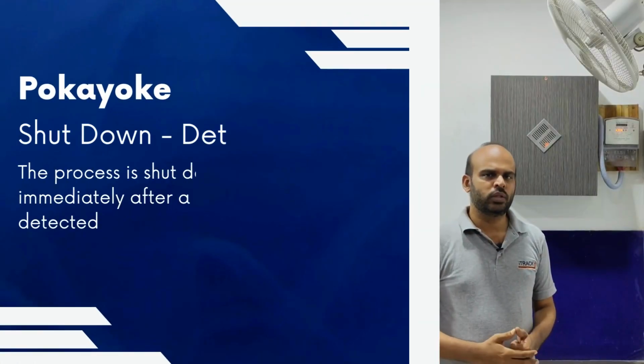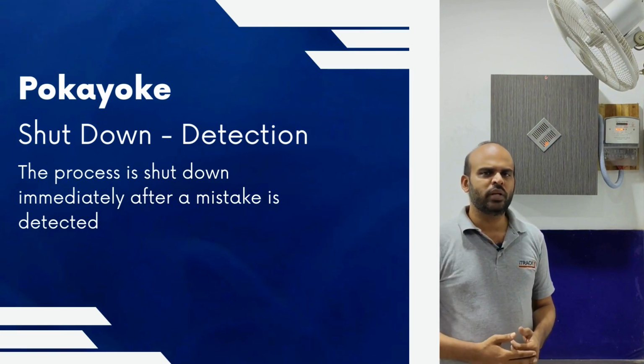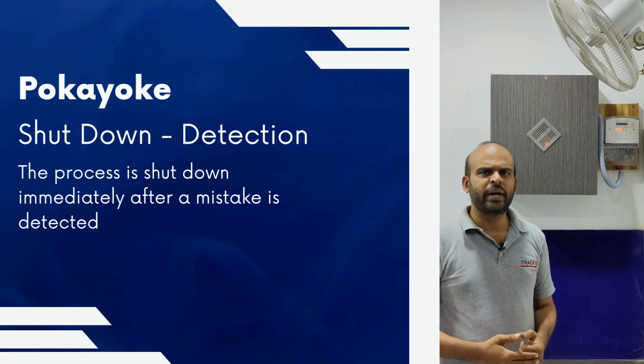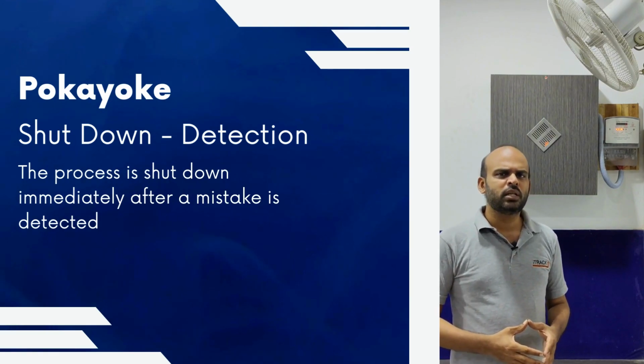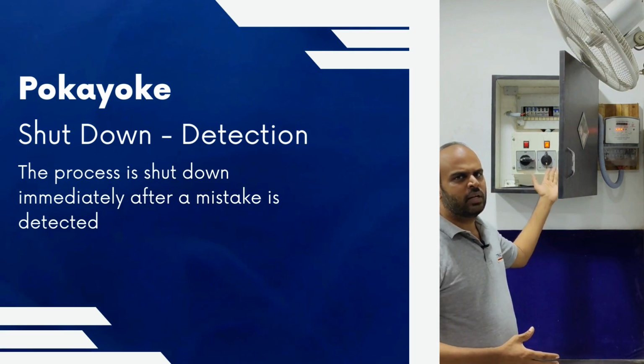Hello viewers, in our series of Poka-yoke videos, in this video we will understand about shutdown detection. So what is the shutdown detection method of Poka-yoke? When an abnormality is identified, the process should shut down to avoid any further damage. The classic example for shutdown detection is the fuse, or what we call a tripper in our home.